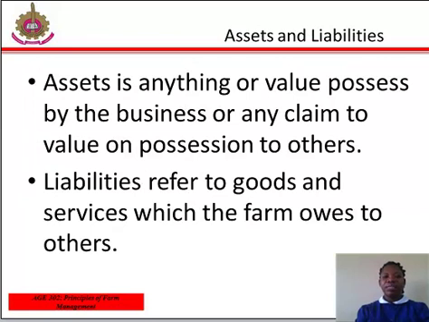Assets and liabilities. Assets is anything of value possessed by the business or any claim to value or possession to others. In agriculture, farm assets refer to all materials, that is the goods and services, being owned by the farmer and used in the production process. Assets could be classified into fixed, working, and current assets.